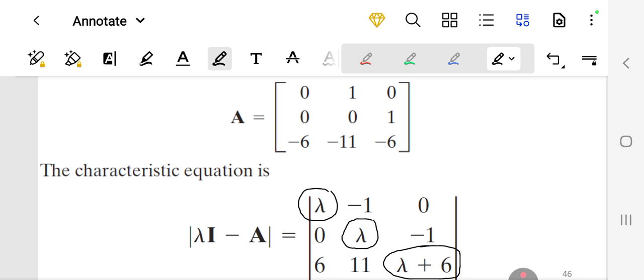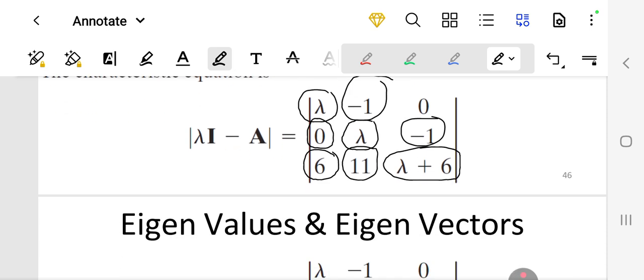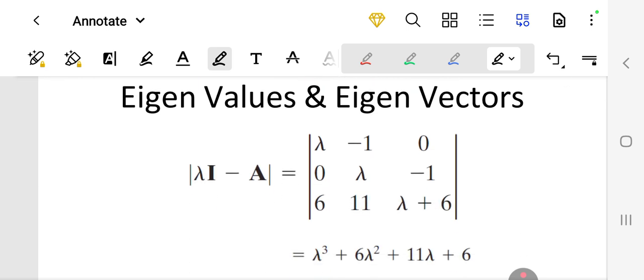And for the off-diagonal elements, we will reverse their signs. 1 will be negative 1, 0 remains 0, 1 will be negative 1. And for the last row, 0 will remain 0, negative 6 will be positive 6, negative 11 will be positive 11. Now we have to get the determinant of this characteristic equation.